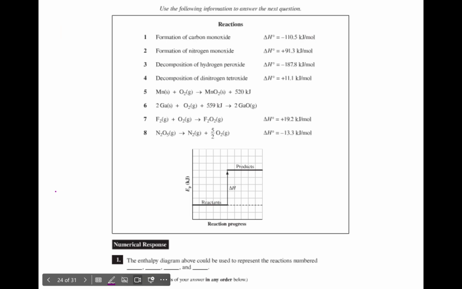So with this example, it's asking which reactions could be represented by this diagram. So we want to know that this is endothermic. Now these questions are essentially easy as long as you know that, because then we can go through. This one's exo, so not that one. Number 2 would be endo. Number 3 is exo because it's negative.